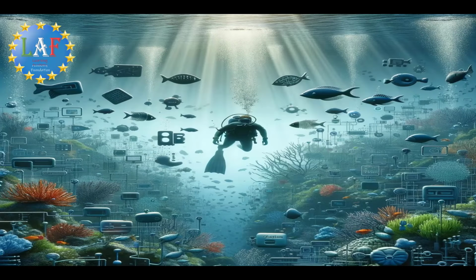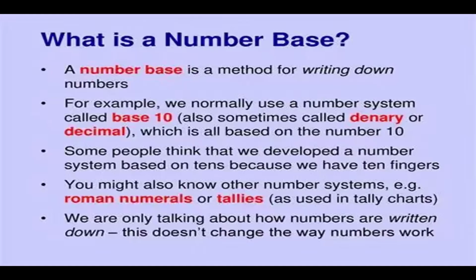What is a number base? A number base is a method for writing down numbers. For example, we normally use a number system called base 10, also sometimes called denary or decimal, which is all based on the number 10. Some people think that we developed a number system based on tens because we have 10 fingers. You might also know other number systems, for example, Roman numerals or tallies, as used in tally charts. We are only talking about how numbers are written down. This doesn't change the way numbers work.